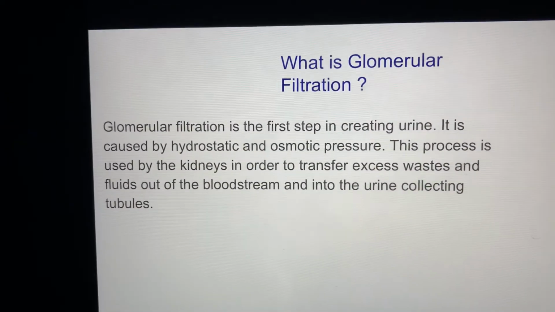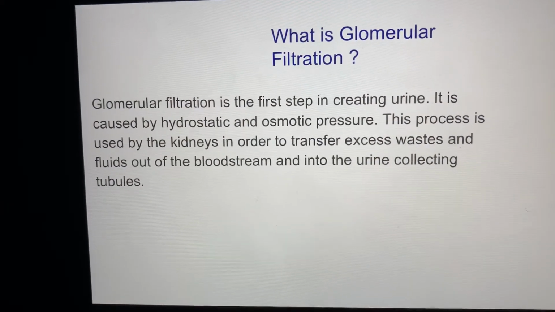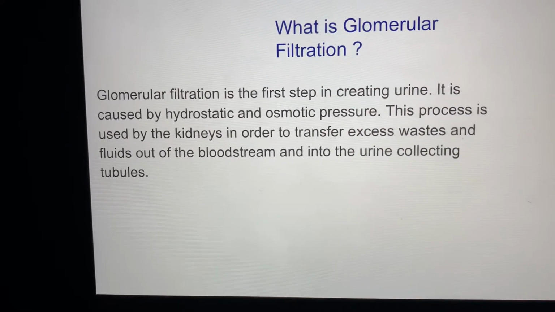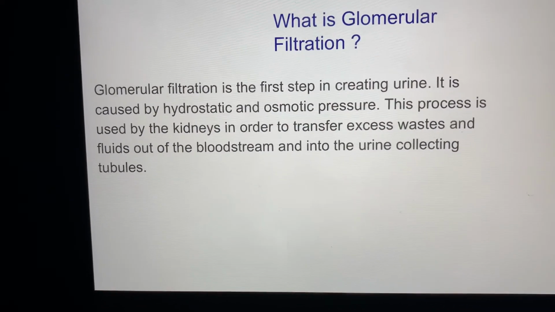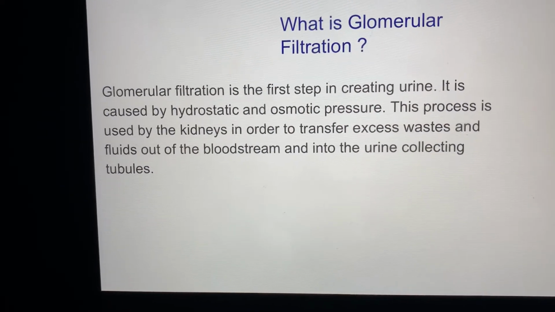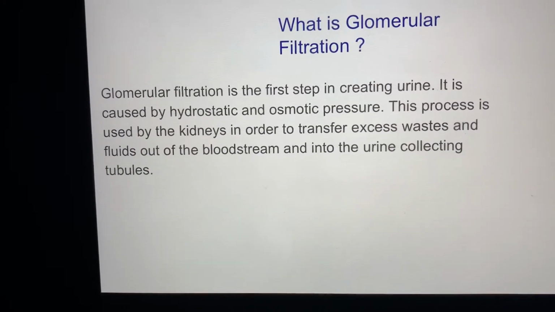What is glomerular filtration? Glomerular filtration is the first step in creating urine. It is caused by hydrostatic and osmotic pressure. This process is used by the kidneys in order to transfer excess waste and fluids out of the bloodstream and into the urine collecting tubules.